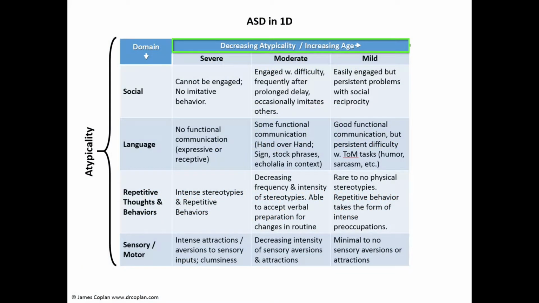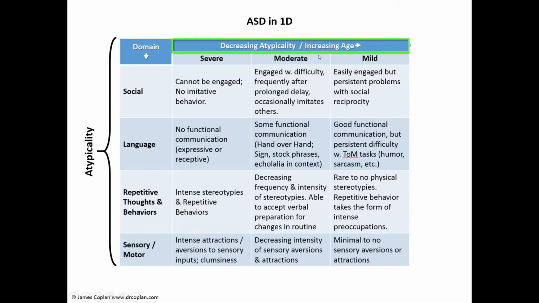Here we have a table that you may recall from last time and previously. What we have here are the various areas of atypicality, and again, because I'm 71 and a crusty old curmudgeon, I give myself permission to retain 4 areas rather than 3, as the current DSM prescribes, and I think there's some value in looking at it my way. So we have social, language, repetitive thoughts and behaviors, and then sensory motor.